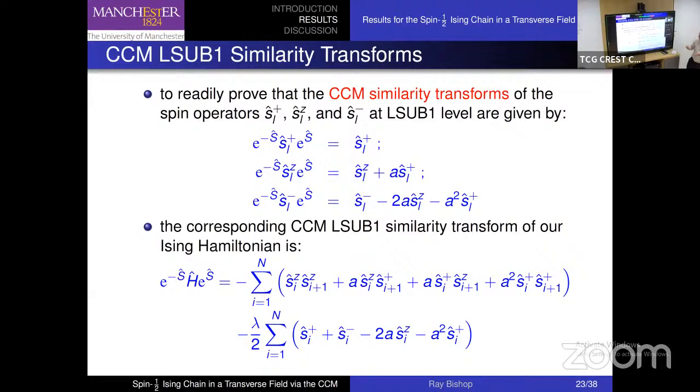And up here, I've got this product of two operators from here, and I just put it in here, and clearly I get the term from this guy multiplied by the same thing on site I plus one, and I've just multiplied it out here. Okay, any questions?